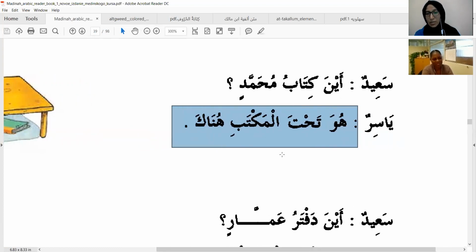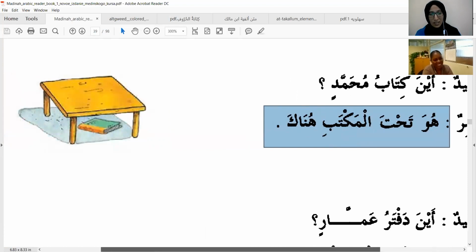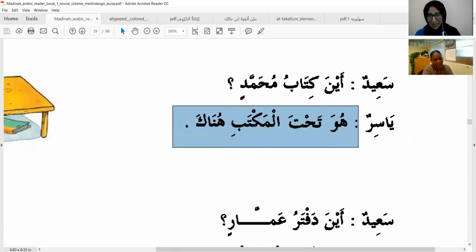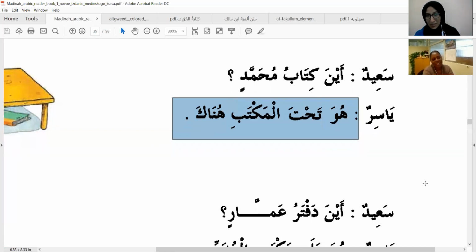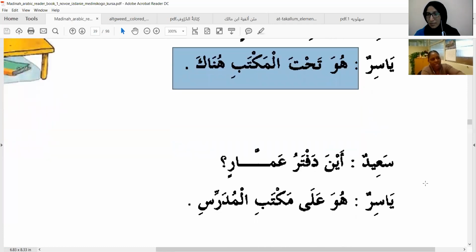مكتب is desk more than table. Yes, they draw a table, but it's a desk. That's right. المكتب is from the verb كتب, and كتب is to write. So مكتب is the place where you write, a desk. Atika, what is the last word?